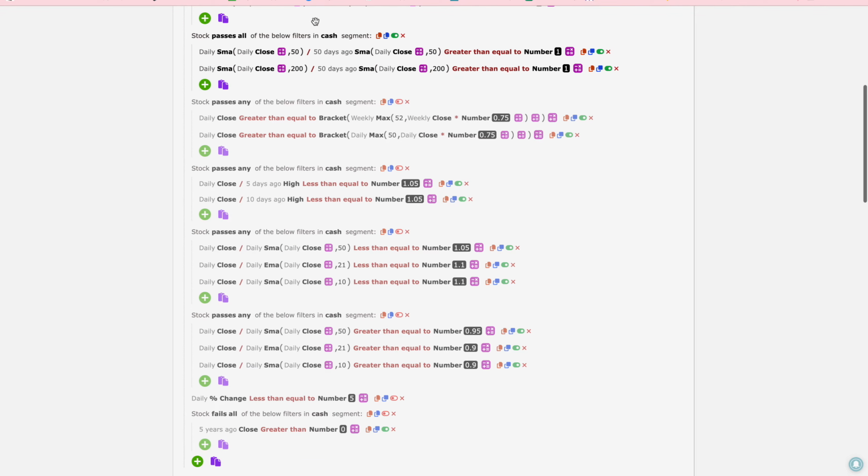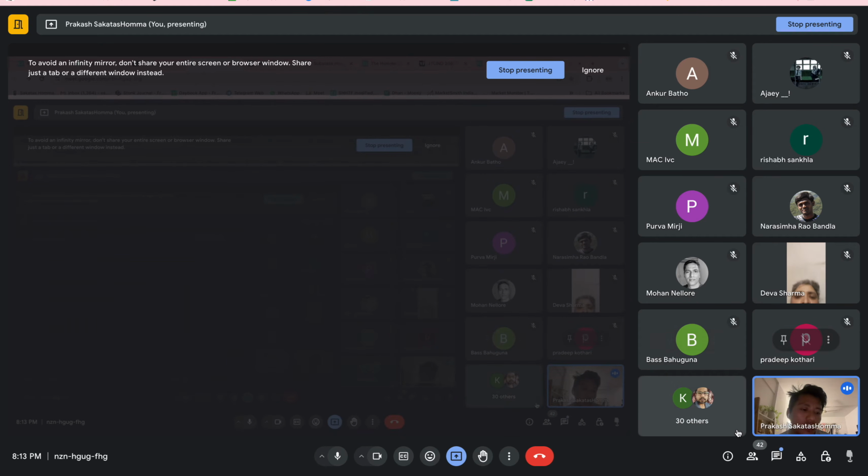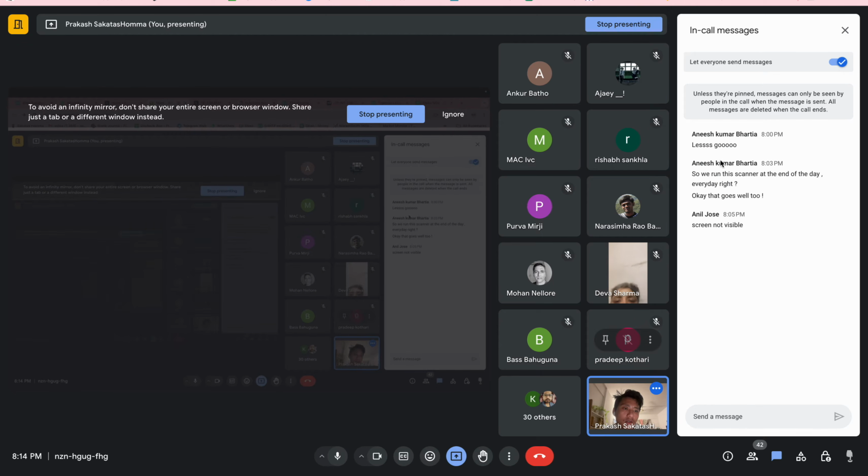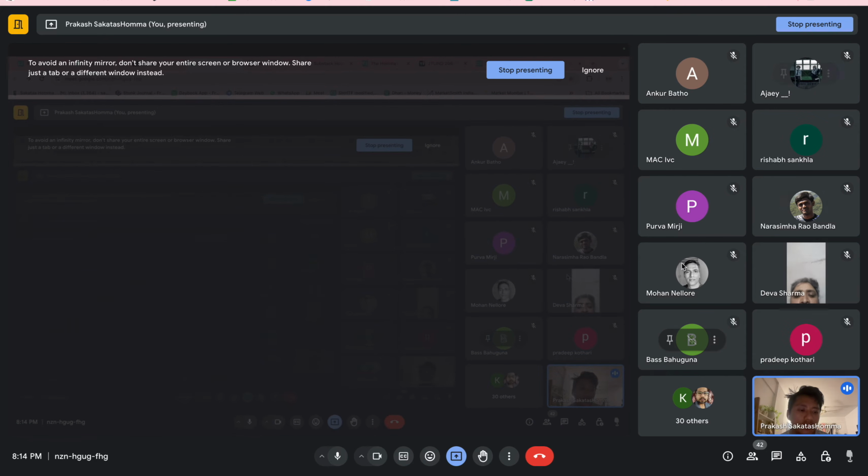Bullish conditions. Okay, someone has a question, I'll quickly check. Let's go. Of course, so we run the scanner. Of course, screen not visible. Anil, you should check in again because I think screen is visible for rest of the people. I'll wait for you. Get out and get in.